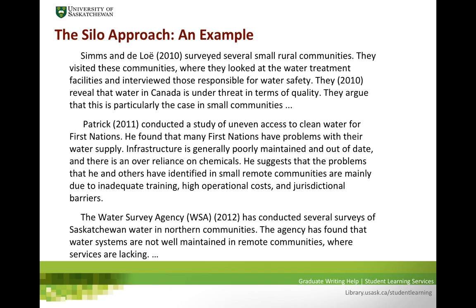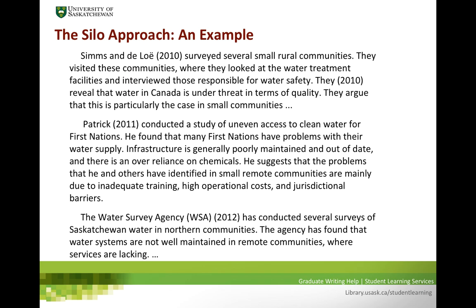Patrick conducted a study of uneven access to clean water for First Nations. He found that many First Nations have problems with their water supply. Infrastructure is generally poorly maintained and out of date, and there is an over-reliance on chemicals. He suggests that the problems that he and others have identified in small, remote communities are mainly due to inadequate training, high operational costs, and jurisdictional barriers.